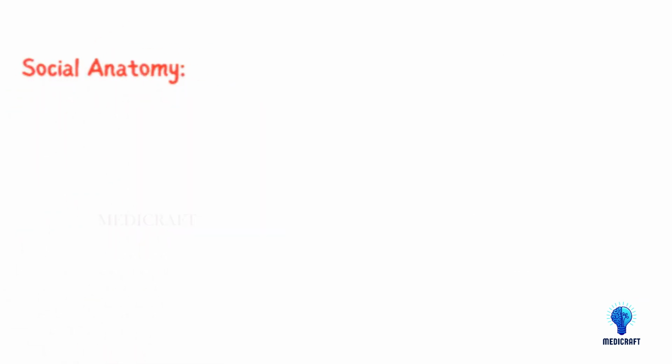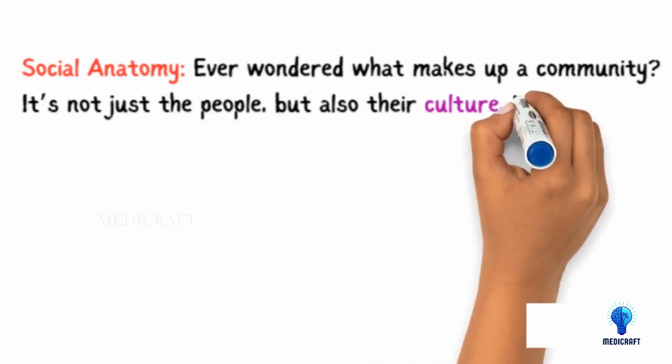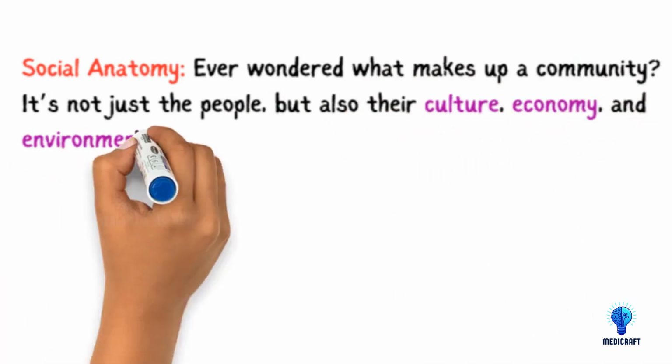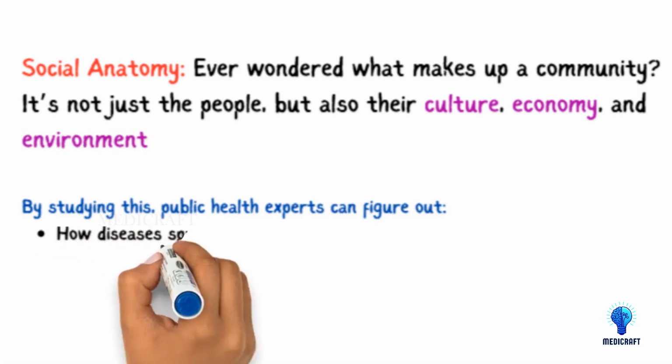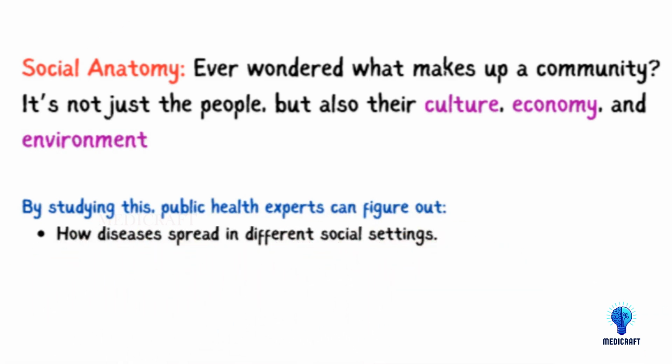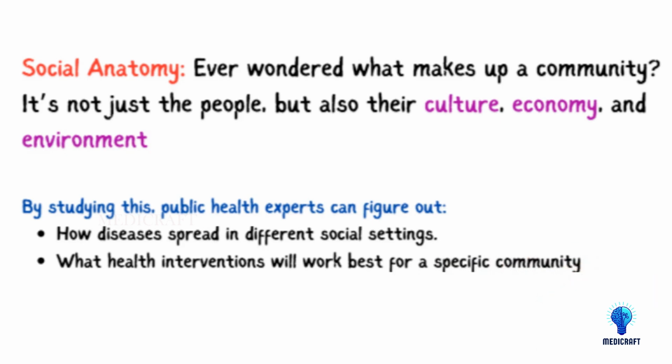Here's an interesting one: social anatomy. Ever wondered what makes up a community? It's not just the people, but also their culture, economy, and environment. By studying this, public health experts can figure out how diseases spread in different social settings, and what health interventions will work best for a specific community. Think of it as a health map of a community.